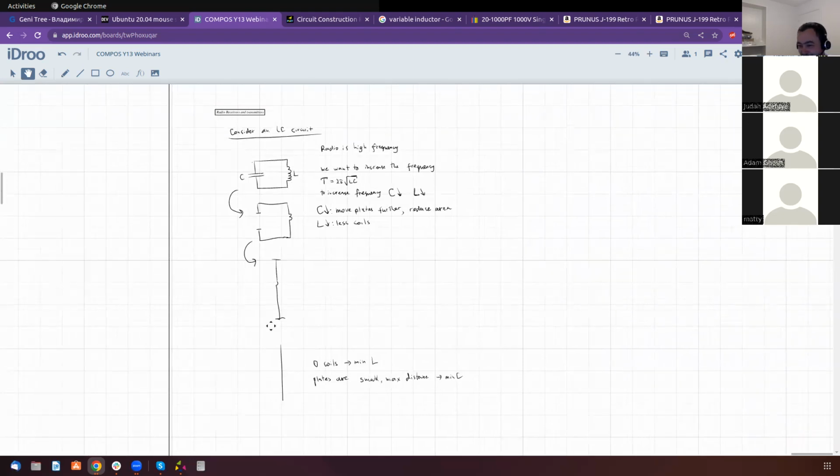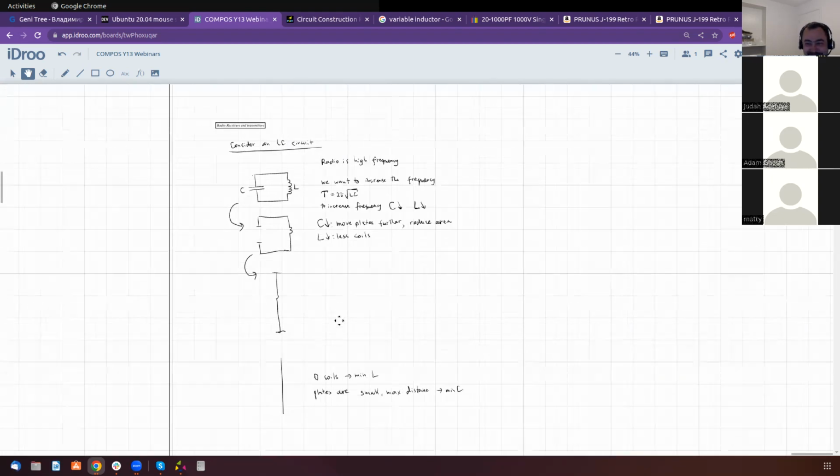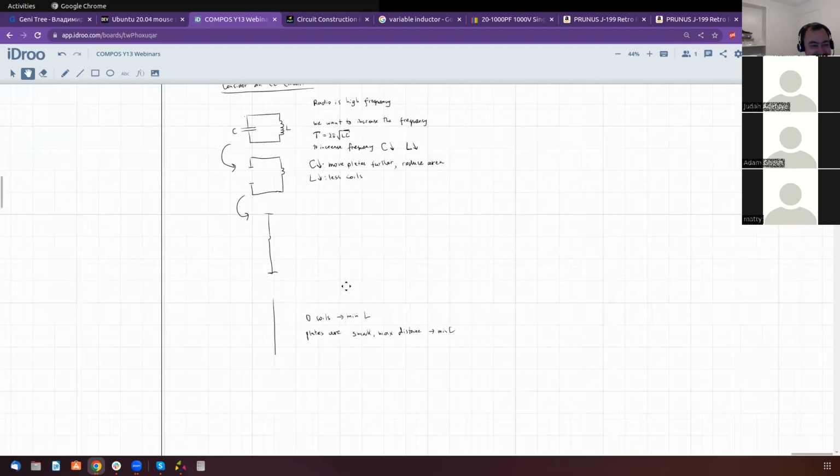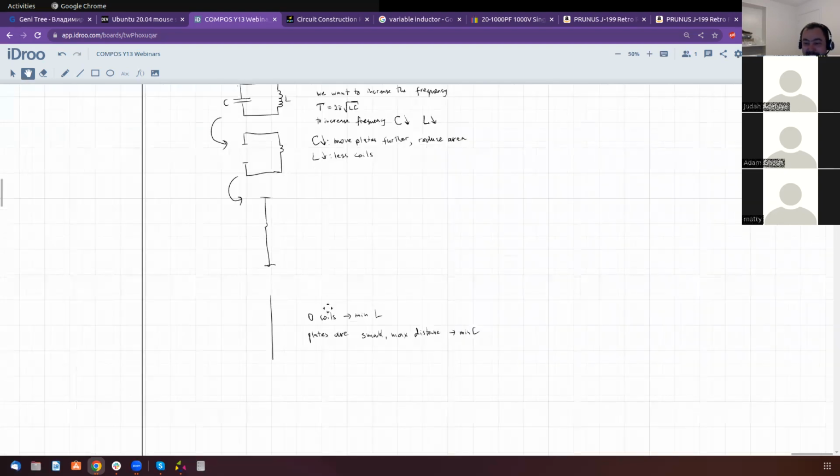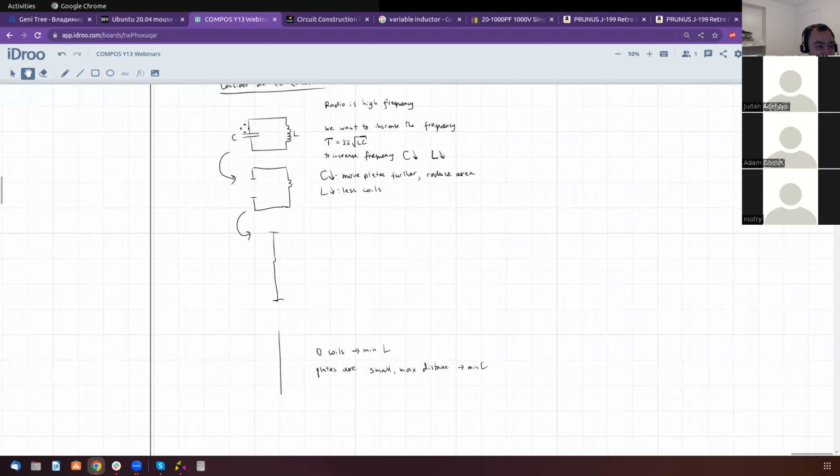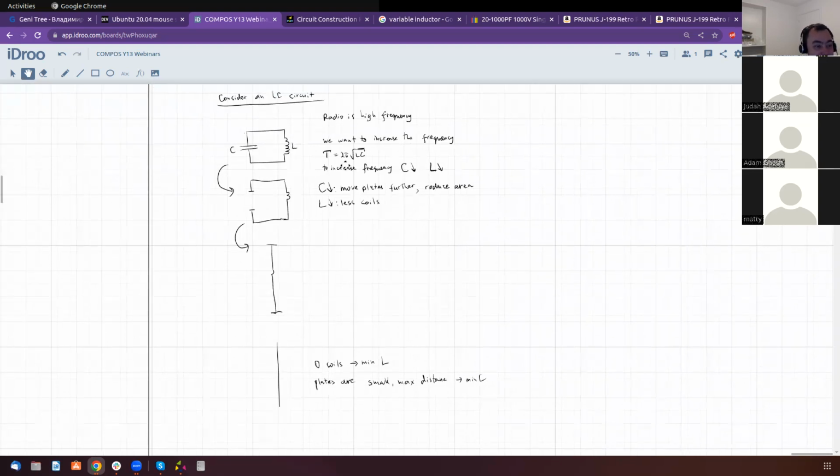Okay, whose mind is blown? Yes or no? Right, does everyone understand what just happened? We just took the LC circuit, and an antenna is an LC circuit where you're striving to increase the frequency by reducing the capacitance and reducing the L.